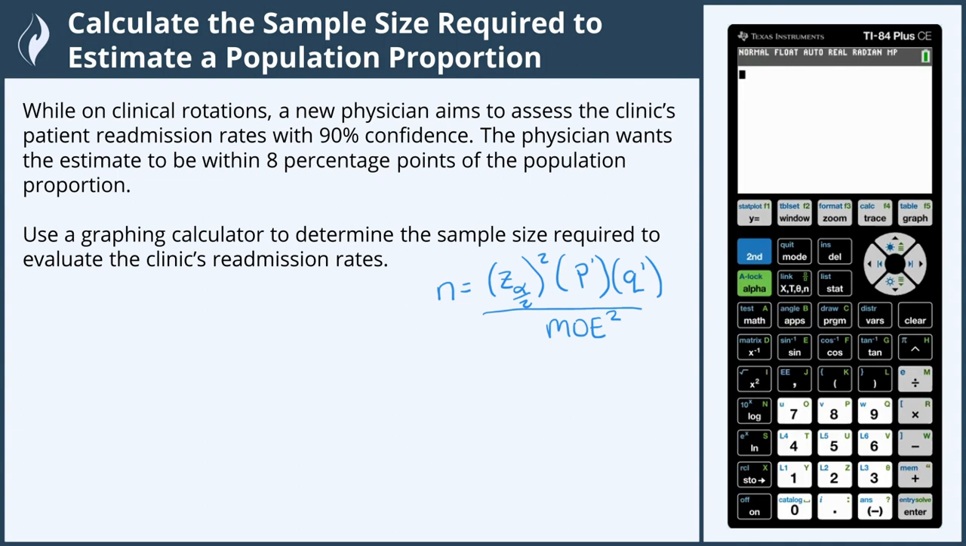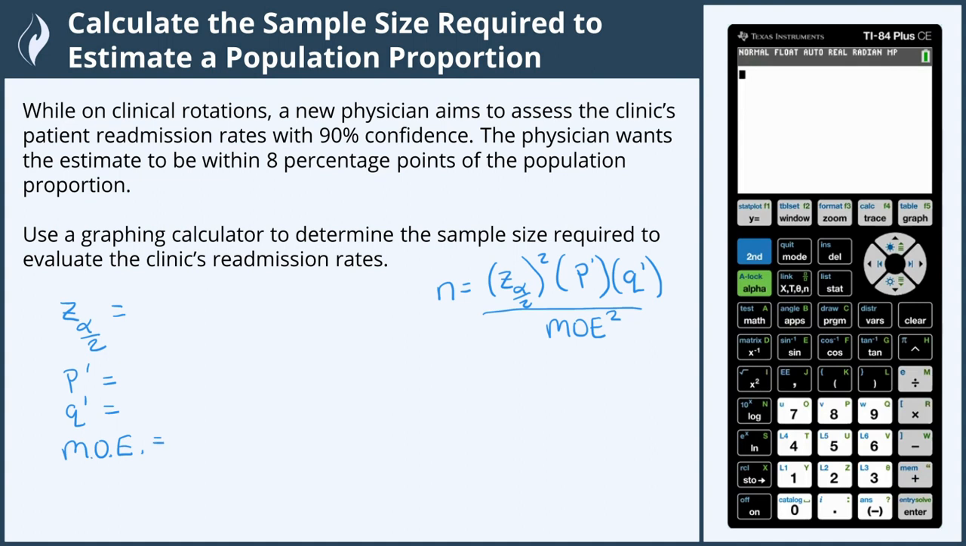Let's make a list of the items we need for the sample size. The first thing we need is the z for alpha halves, p prime, the estimated proportion of successes, and q prime, the estimated proportion of failures, and the margin of error.